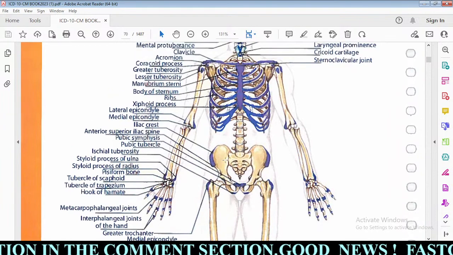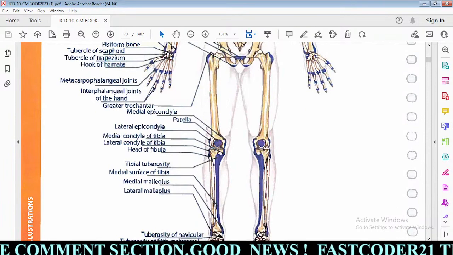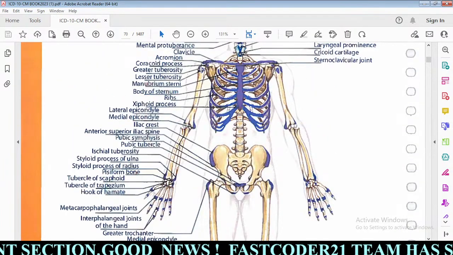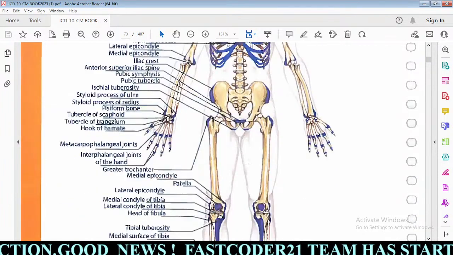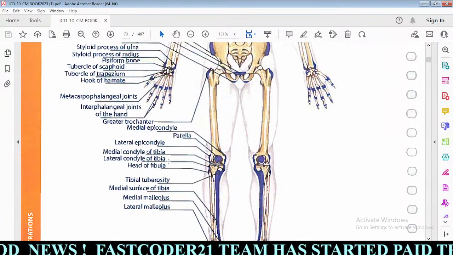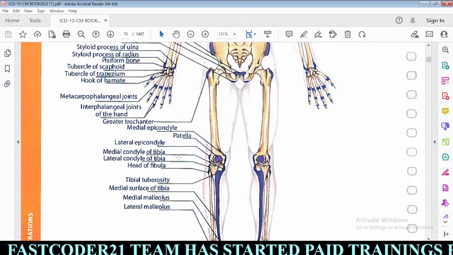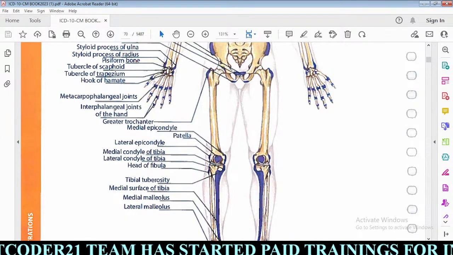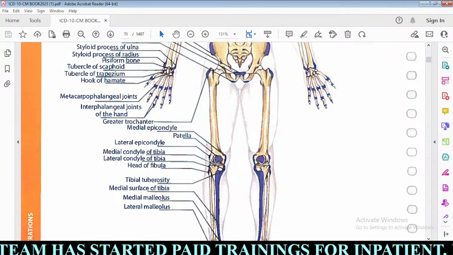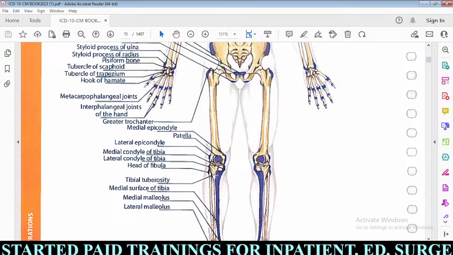For example, if you have a procedure on the greater tuberosity and you don't know where it is, you can find it here. See here, greater tuberosity. It is on the shoulder, on the humerus. For example, if you find the lateral condyle of tibia and you don't know where it is: sorry, lateral means outside, medial means inside the body. Then tibial tuberosity. You need to understand all these things.